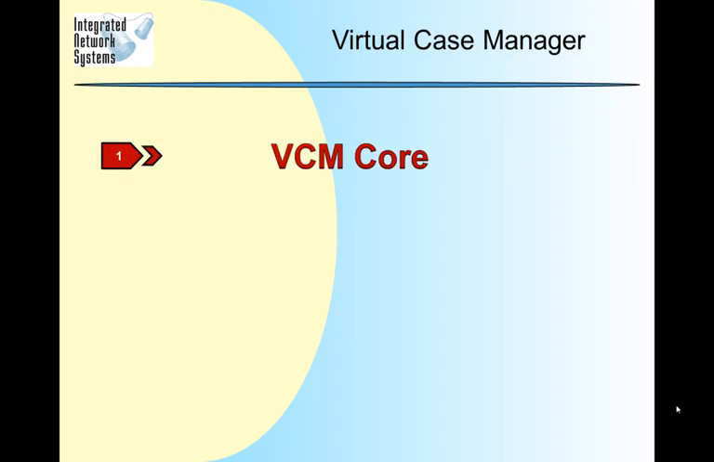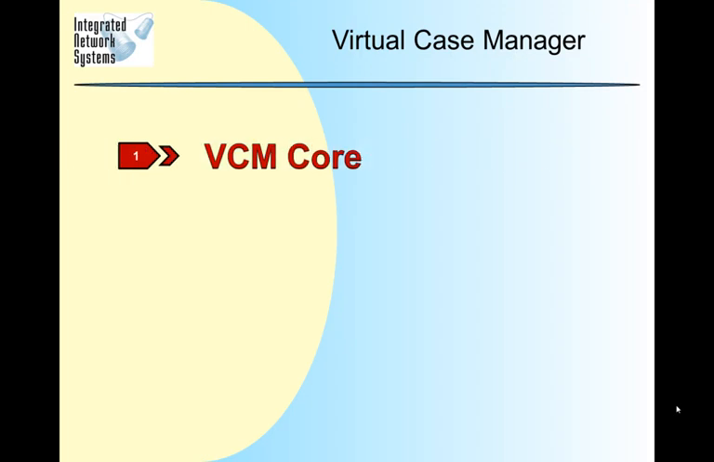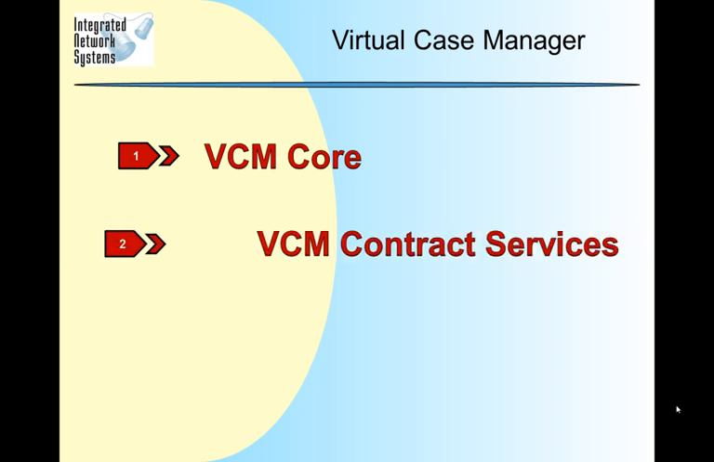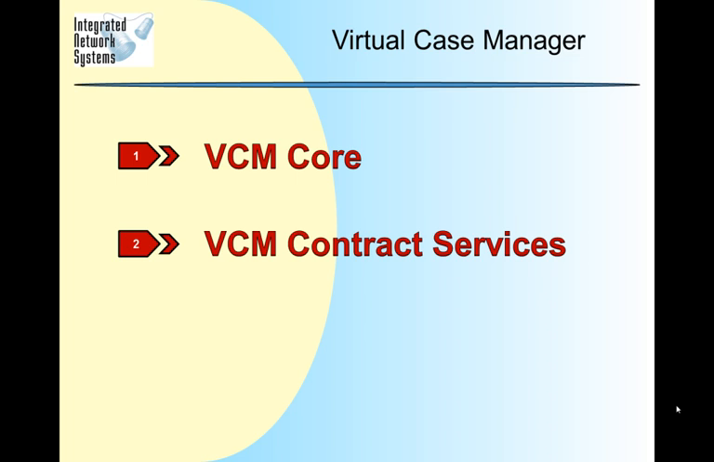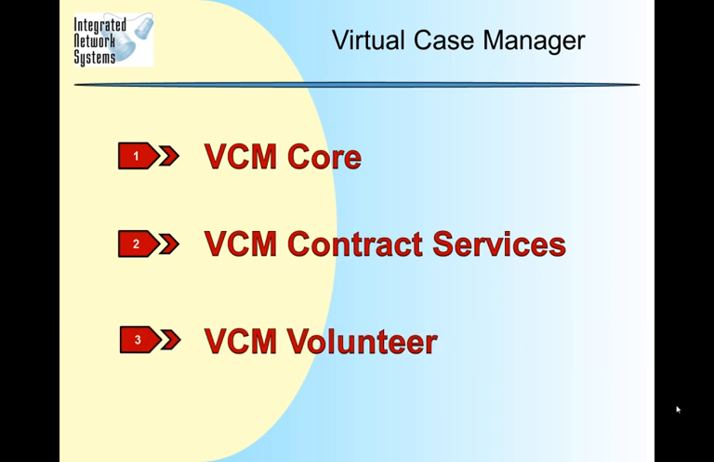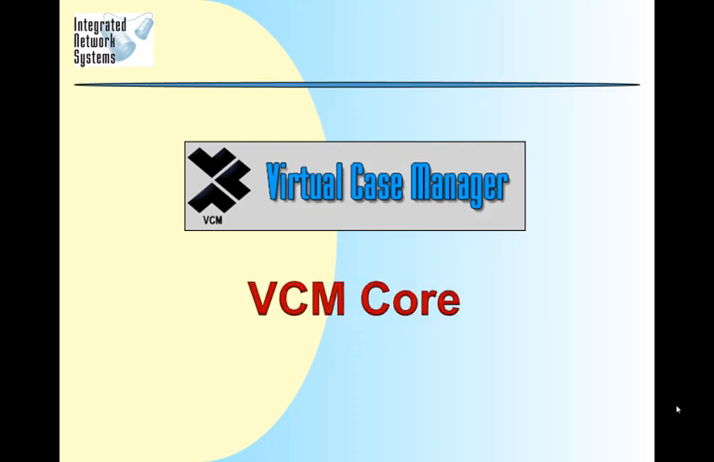The Virtual Case Manager has three products that make up the Virtual Case Manager suite. The three products are VCM Core, which is the number one module used by agencies across the country, the VCM Contract Services module, which allows for light case management, and the VCM Volunteer module, which allows you to manage both your individual and group volunteers. Now, we're going to look at the VCM Core a little bit more in depth. The VCM Core module allows you to collect, track, measure, report, and collaborate with other agencies.